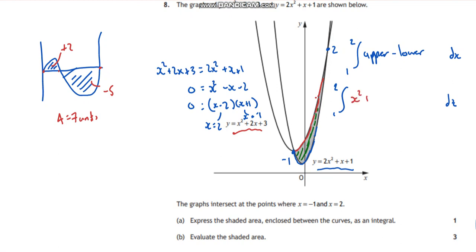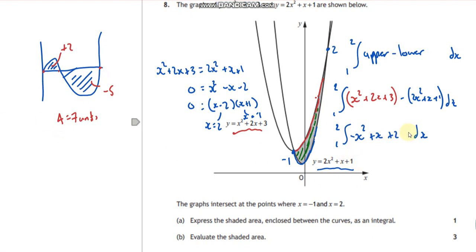So that's going to be x squared plus 2x plus 3. And to that, I'm going to take away the blue, the lower, which is 2x squared plus x plus 1. Job's done. Okay, so now I just need to make sure I simplify it. So x squared take away 2x squared, negative x squared. 2x take away x is just x, and 3 take away 1 is 2. Tick. So just one mark for that, which is a bit mean if you ask me, but I suppose you've not done anything too tricky.